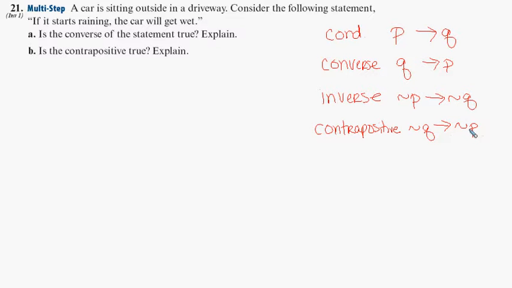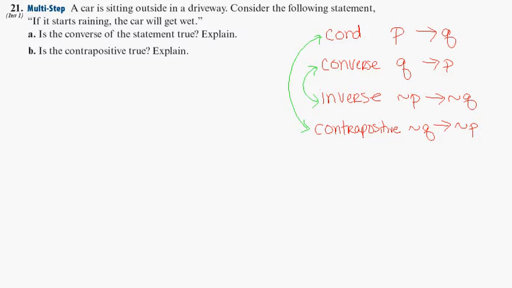All right. So before we go any further, though, I need to remind you of something that you may have forgotten. These two have the same truth value, and these two have the same truth value. What that means is that if the conditional is true, the contrapositive is automatically going to be true. If the converse is true, the inverse is automatically going to be true. But the other relationships are not necessarily certain.